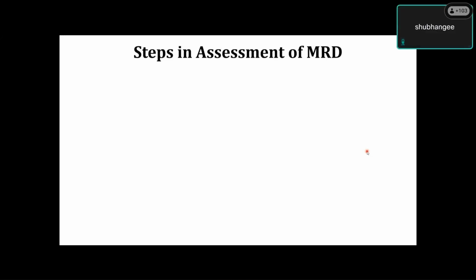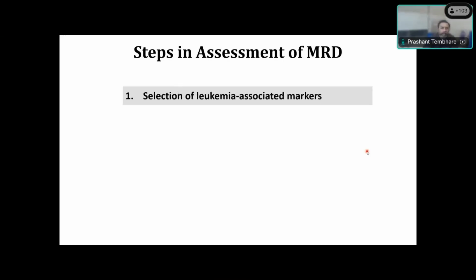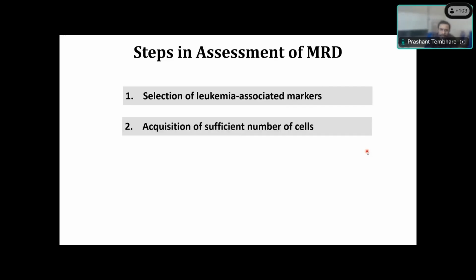Thank you, sir. Okay, so now let's see what the different steps are in assessment of flow cytometric MRD. First is to select the panel, because now we are talking about flow cytometry. We have to select the markers for that particular disease. For B-ALL, we have to select markers useful for B-MRD, for T-ALL, for T-MRD. So the first step is designing the panel or selecting the markers. Then the second step is to acquire a sufficient number of cells.